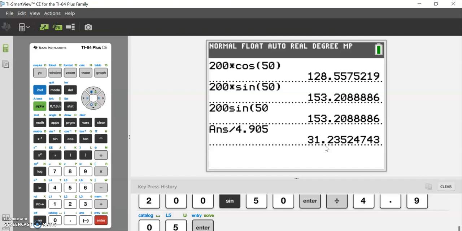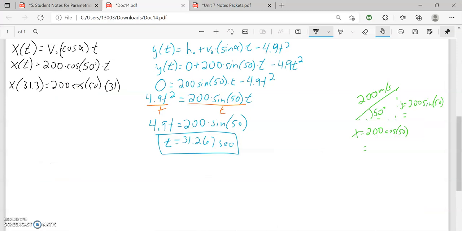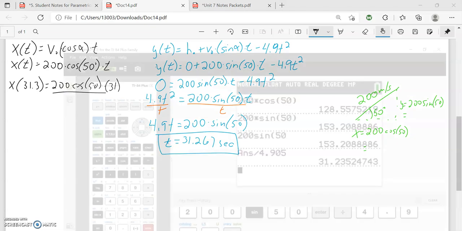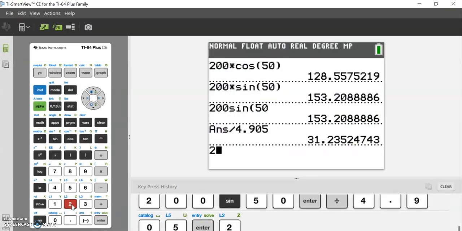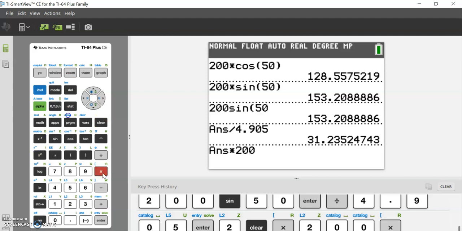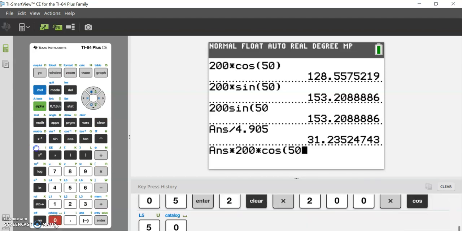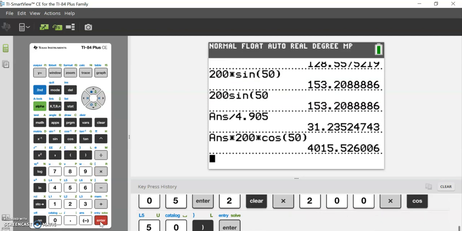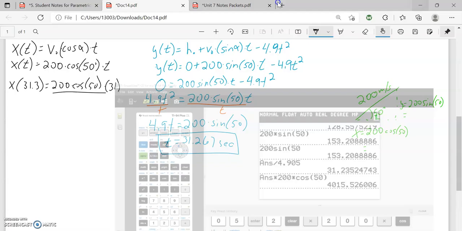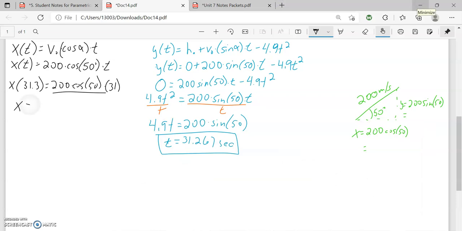Now I need to plug that into the equation up here. So that answer times 200 times cosine of 50 degrees. That is the distance, 4,015 meters.